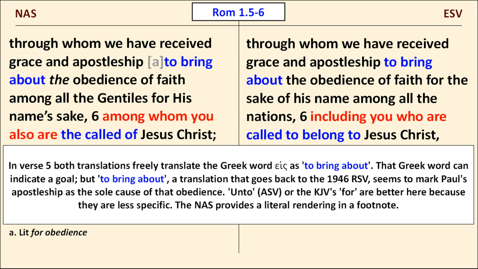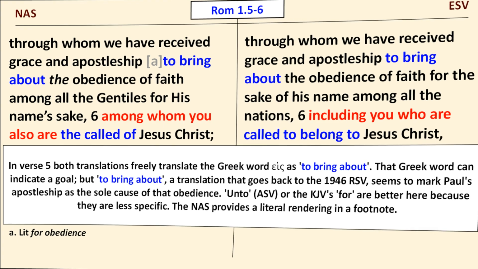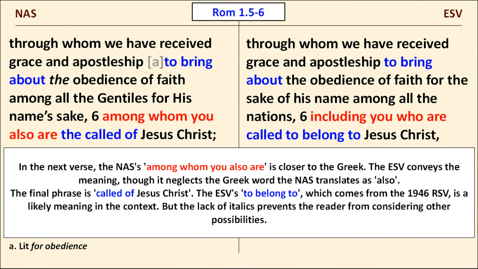My problem with to bring about is that it seems to mark Paul's apostleship as the sole cause of the obedience of faith. Both unto, as in the ASV, and for in the KJV are better here because they are less specific. The NAS, at least, provides a better translation and a footnote. In the next verse, the NAS's among whom you also are is closer to the Greek. The ESV conveys the meaning, though it fails to include the Greek word the NAS translates as also.